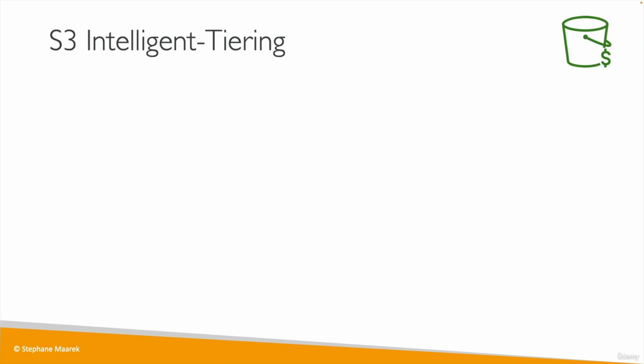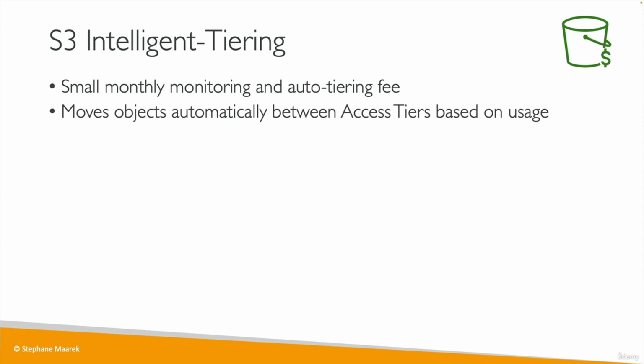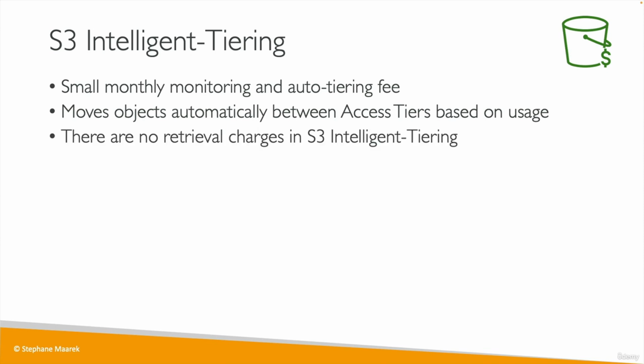So as you know, that's a lot of storage classes, and there's one last called S3 Intelligent-Tiering, which is going to allow you to move objects between access tiers based on usage patterns. And for this, you're going to incur a small monthly monitoring fee and auto-tiering fee. And there are no retrieval charges in S3 Intelligent-Tiering.